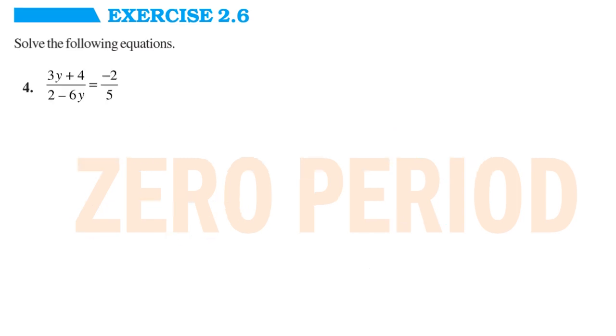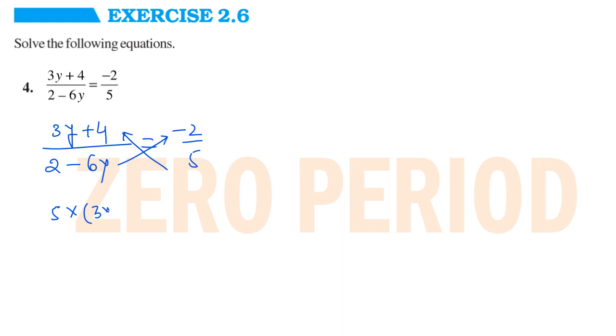Now this one is the fourth question of this exercise 2.6. This time we get numerator 3y plus 4 upon 2 minus 6y as denominator, and on the right side minus 2 is the numerator and 5 is the denominator. So what we are doing, we just use the concept that we have used earlier in previous questions, the concept of cross multiplication. Let me write this question again. 3y plus 4 upon 2 minus 6y is equal to minus 2 upon 5. Yes, just transpose these two, using cross multiplication or transposing, you can use either term.